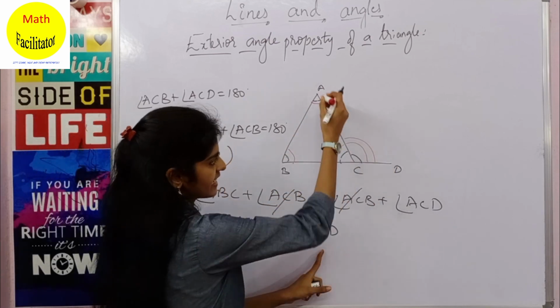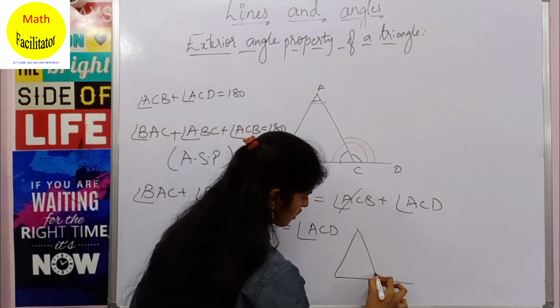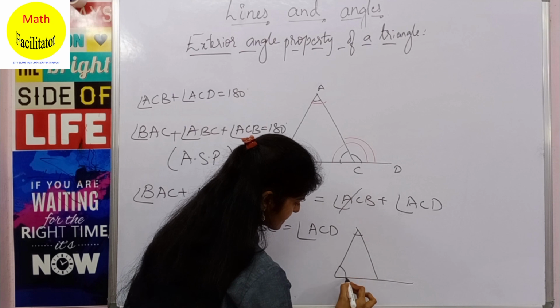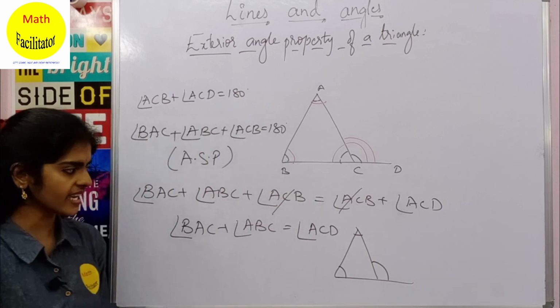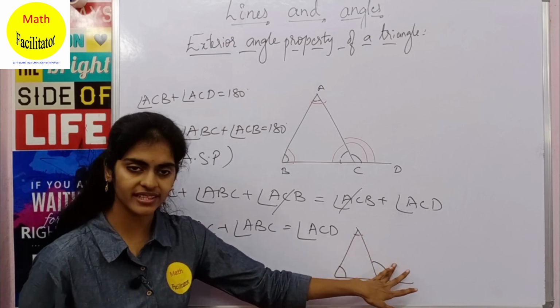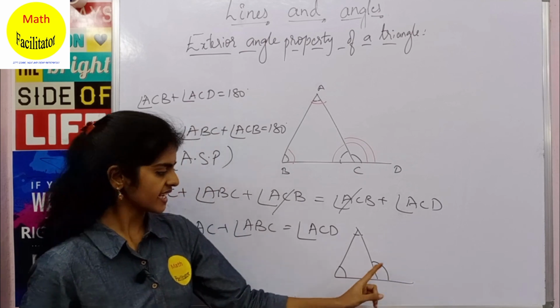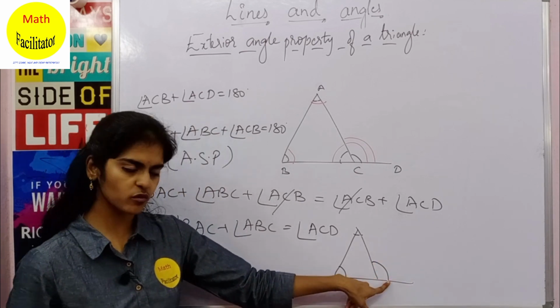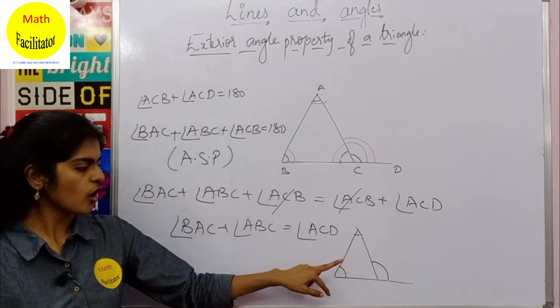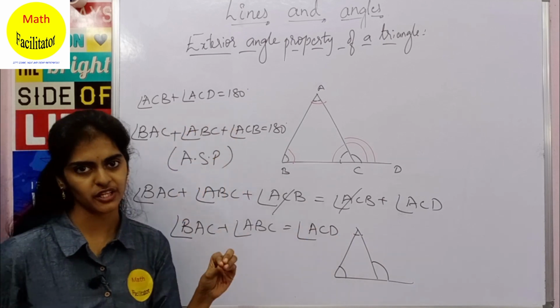Is this angle ACD? Let me draw it here. You got it this way. So this angle plus this angle is this angle. So the sum of these two angles is nothing but the exterior angle. Clear? So if in a triangle one side is produced, the exterior angle so formed is equal to the sum of the interior opposite angles. This is nothing but the exterior angle property of a triangle.